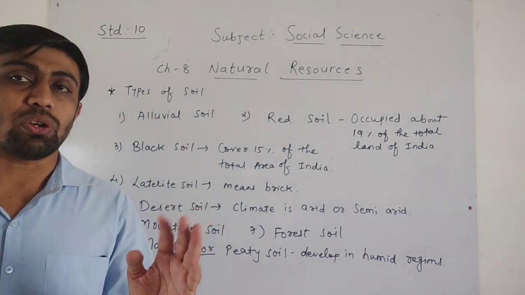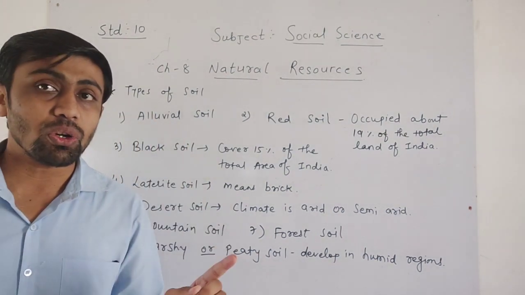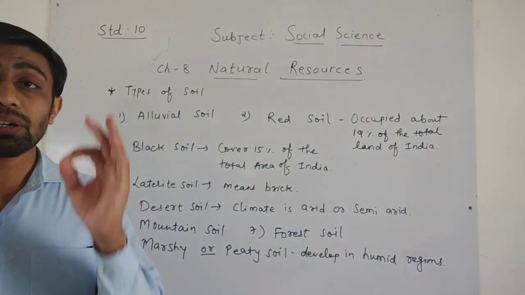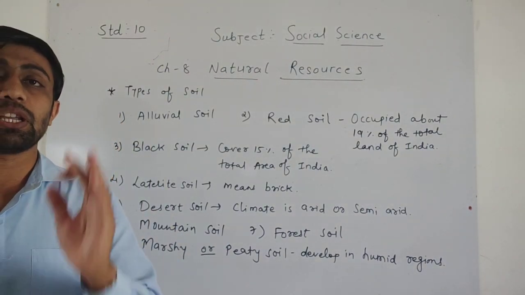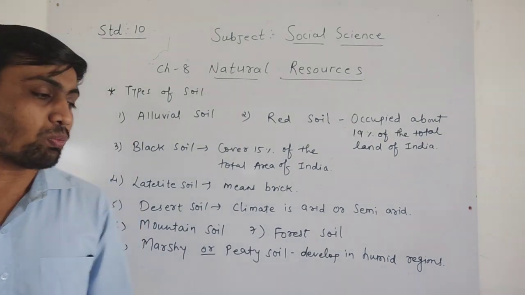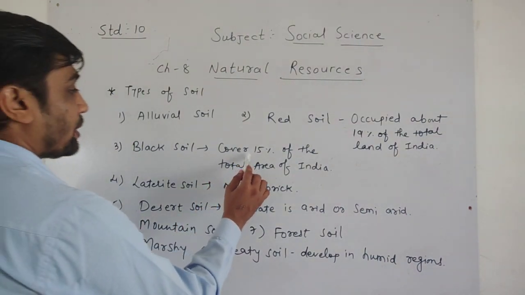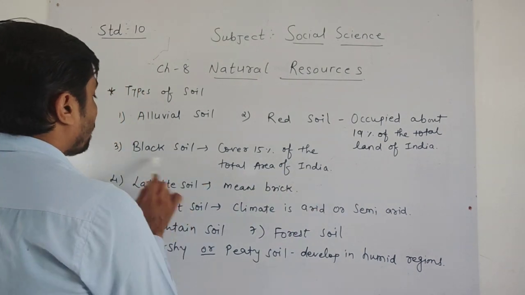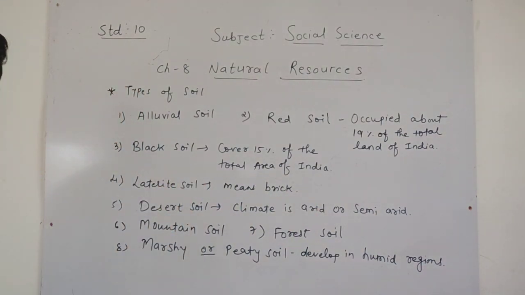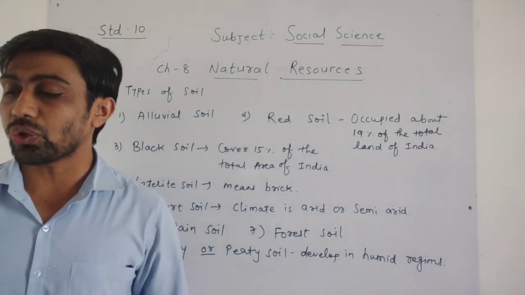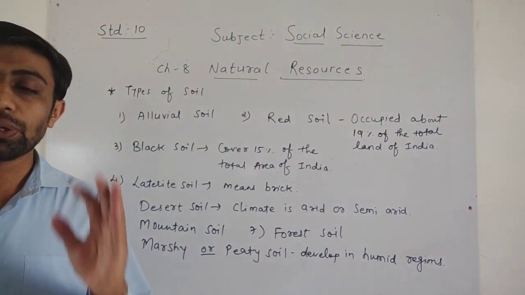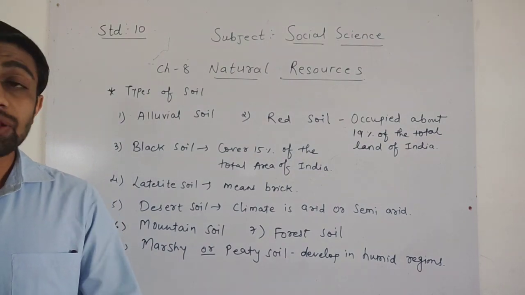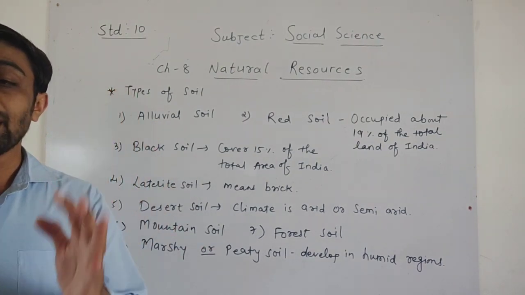What is the other name of black soil, dear children? Black soil is also known as regur soil. It covers about 15% of the total area of India. How much? About 15% of the total area of India. Which soil? Black soil, also known as regur soil. The soil was formed due to the spreading of the Deccan lava.